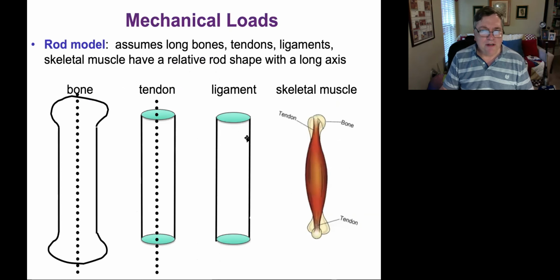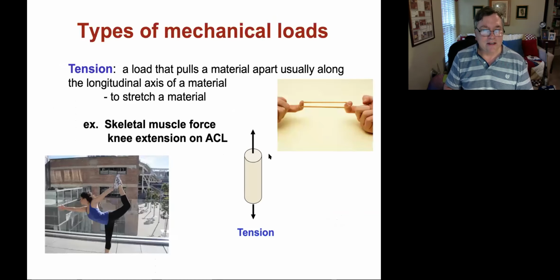So there are exceptions. We're going to use kind of a rod model, and it assumes long bones, tendons, ligaments, muscles have a relatively rod shape with a long axis. It's not perfect. Bones are kind of fatter on the ends, right? Where we have cancellous bone and the epiphysis. Tendons and ligaments are kind of rod-shaped. Skeletal muscles are kind of wider in the middle and thinner on both ends, but they have a long axis and a transverse axis.